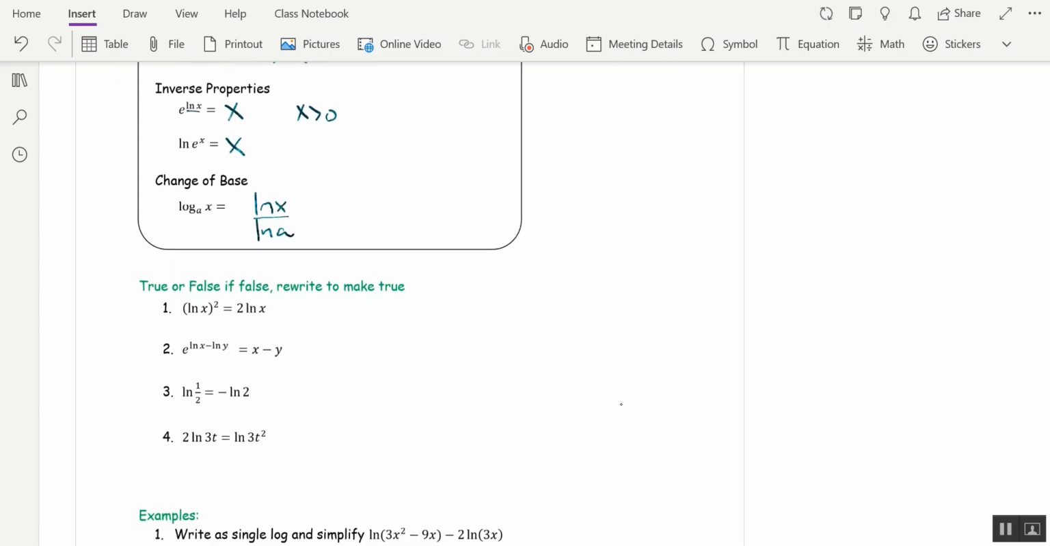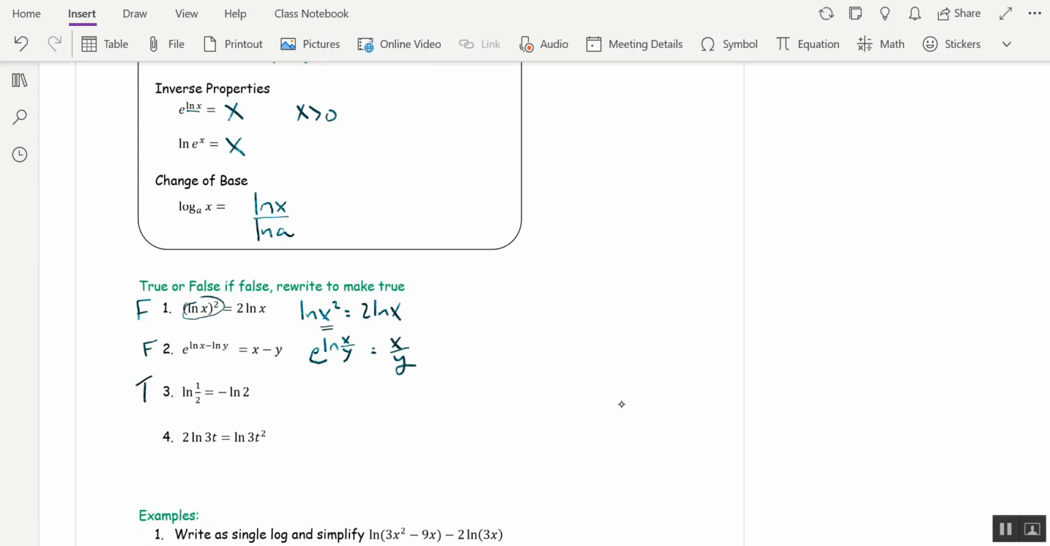Okay, true, false. If it's false, rewrite it to make it true. The first one is false. It should be ln of x squared is 2 ln x. In this case, we're squaring the whole logarithm. That's different than just squaring the x. Okay, second one is also false. Let's look at the left-hand side. E to the ln x minus ln y is e to the ln of x over y, which is simply x over y.